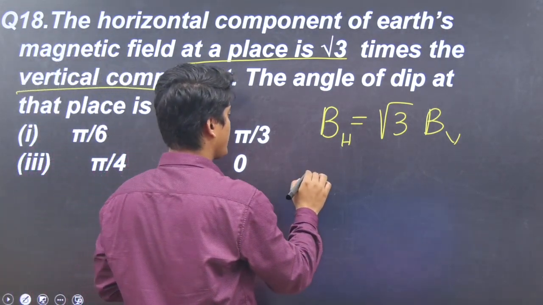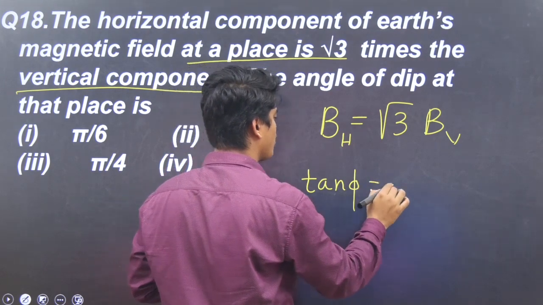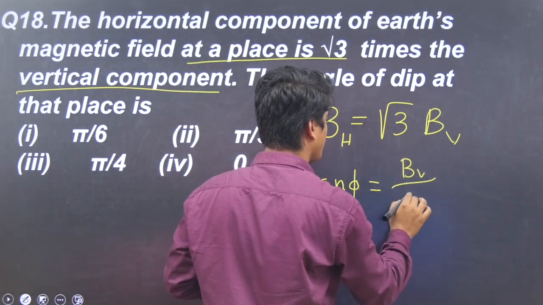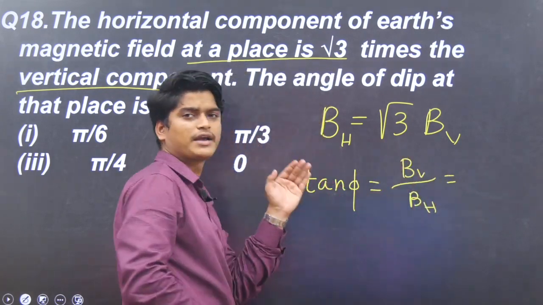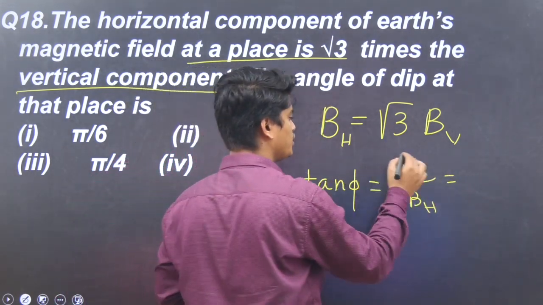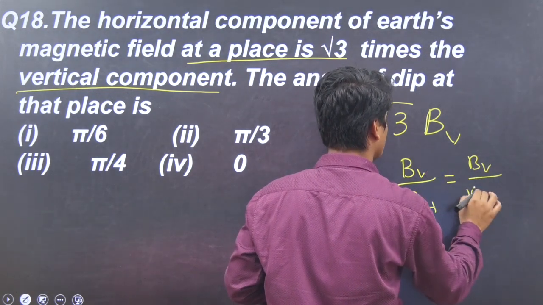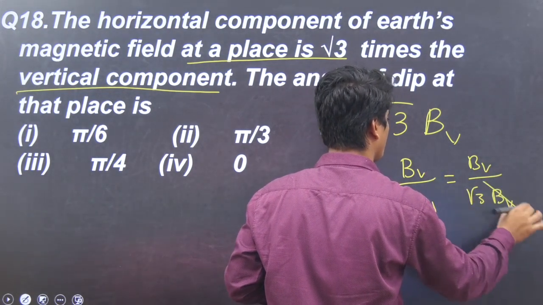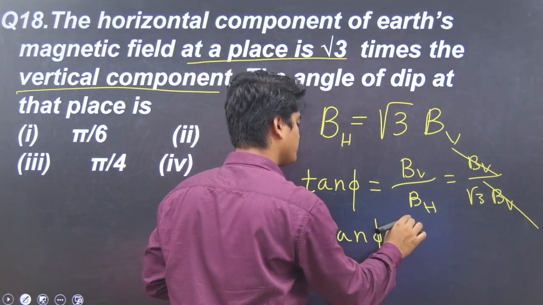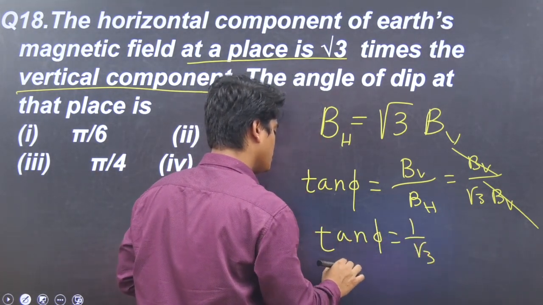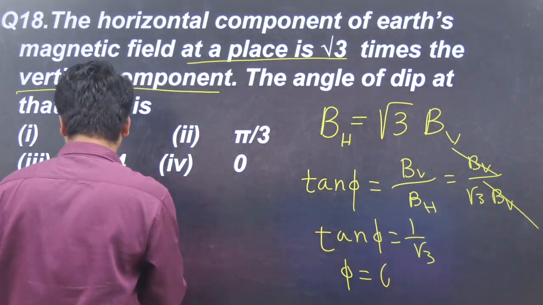Now remember, angle of dip basically you write as tan phi. So tan phi is how much? Vertical by horizontal magnetic field magnitudes you can write. So here it is BV, you keep it like this. BH is how much? √3 times BV. Now BV cancels. Now how much is tan phi? Tan phi is nothing but 1 by √3. Then phi equals how much? Phi equals 30 degrees.